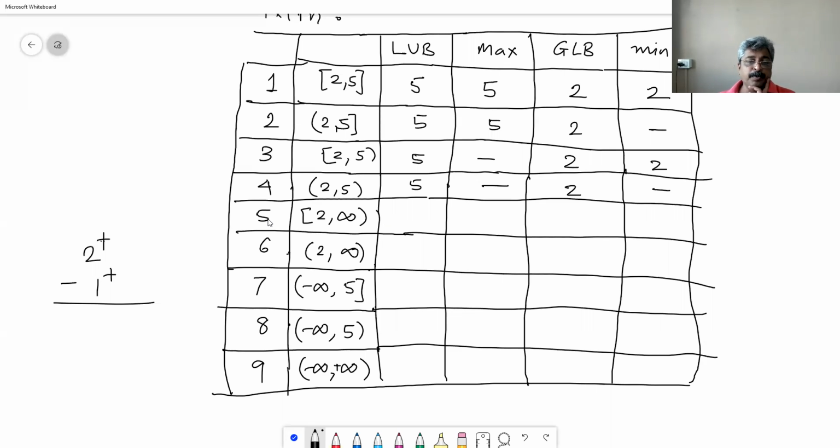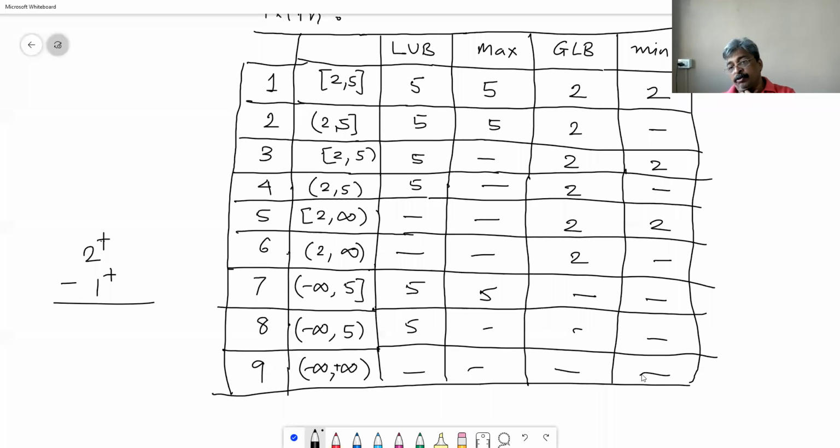Fifth example. Do we have LUB? Do we have maximum? No. It is not bounded above. But it is bounded below. You have GLB too, but minimum is absent. Not bounded below, but bounded above. GLB put 9, LUB put 9.